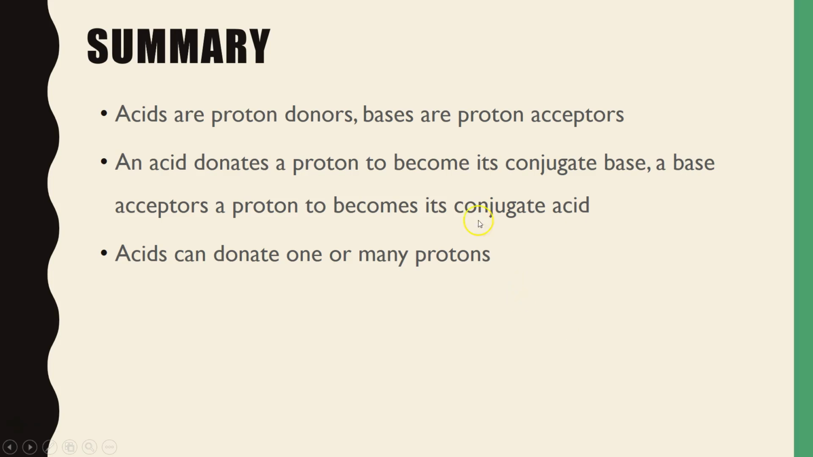The summary: acids are proton donors, bases are proton acceptors. When an acid donates a proton, it becomes its conjugate base. When a base accepts a proton, it becomes its conjugate acid, because it can donate a proton, whereas the conjugate base can now accept a proton. Acids can donate one or many protons, and we define that as being monoprotic or polyprotic, with poly having two subsets as diprotic and triprotic.